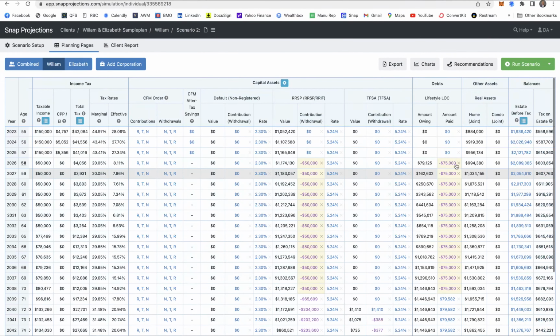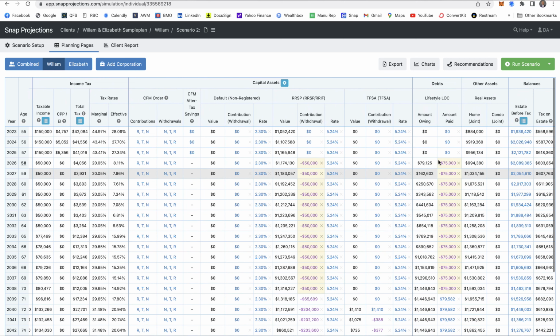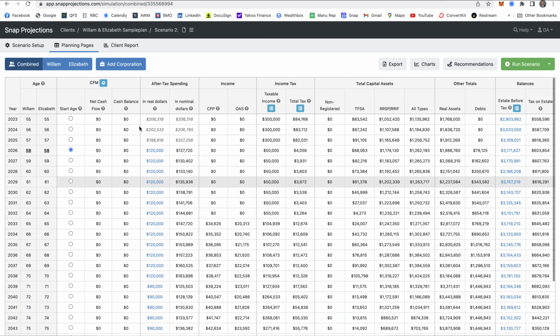In any case, you get the 75 plus the 50. The 75,000 loan is non-taxable. So that keeps the tax rate low. So you can get this $120,000 all the way through.